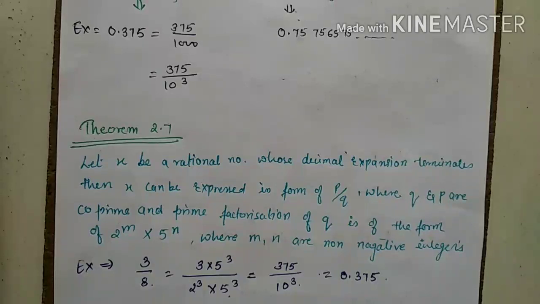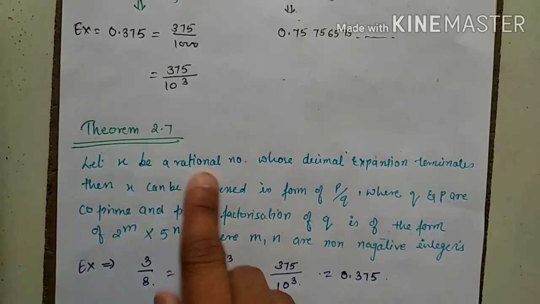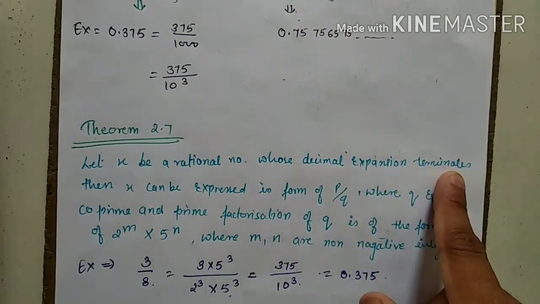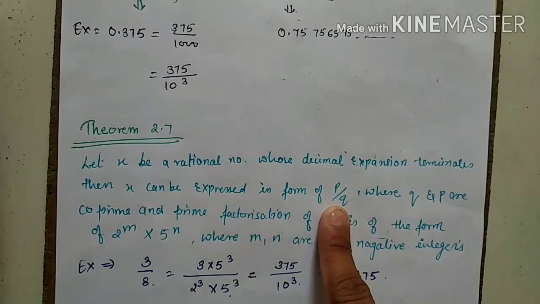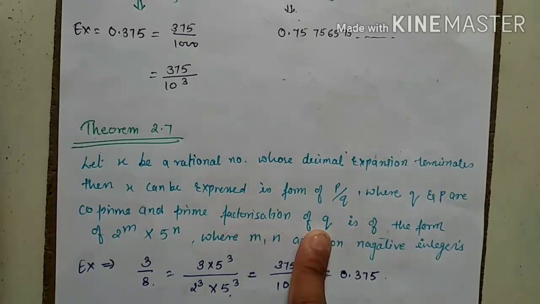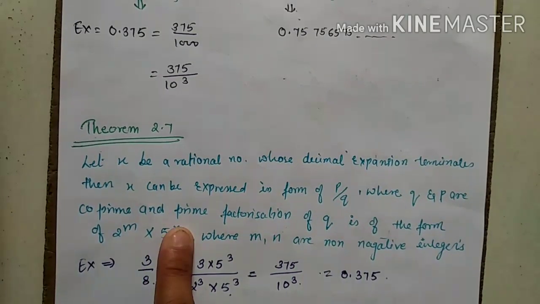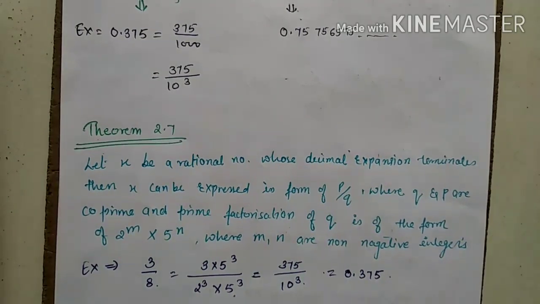Now just see the theorem. Let x be a rational number whose decimal expansion terminates, then x can be expressed in the form p by q, where p and q are co-prime and the prime factorization of q is in the form of 2 power m into 5 power n, where m and n are non-negative integers. Just understand the theorem, what I am saying.